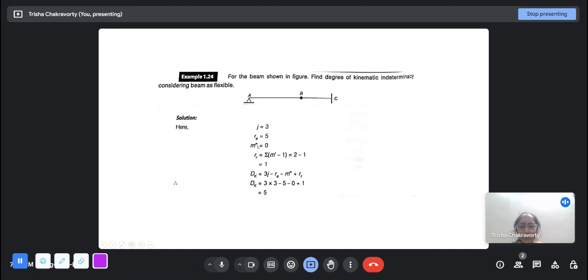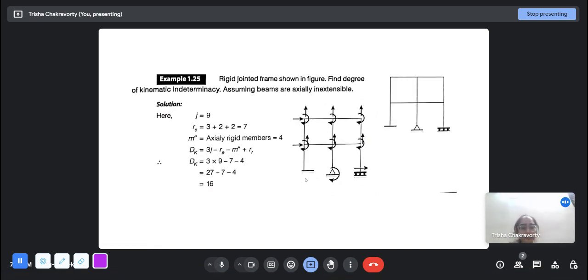And here m dash dash is 0 because there are no actually rigid members. And m dash is 2 because AB and BC are meeting at this joint B. So RR is 2 minus 1, 1. And DK is 3J, which is 3 into 3, minus RE equal to 5, plus RR equal to 1. So the total is 5.